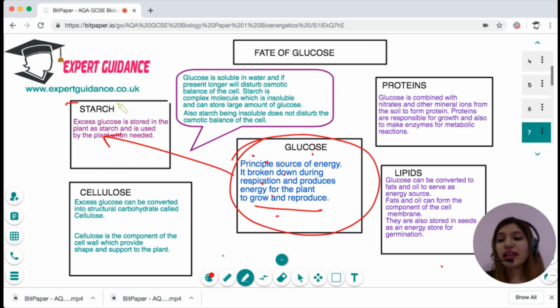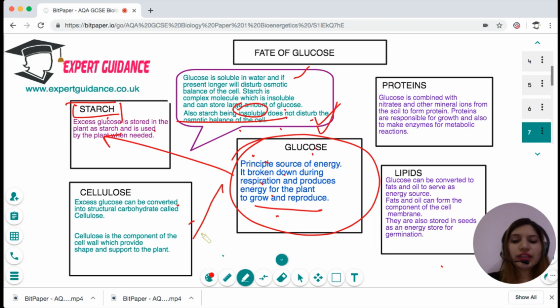Now they'll ask you why we store the excess glucose as starch. Why do we not just store it as glucose? The problem is that glucose is soluble in water, and as it's soluble in water, it can disturb the osmotic balance and can cause unnecessary osmosis of water. On the other hand, starch is an insoluble, complex molecule. It's a bigger molecule. It can store a large amount of glucose, being compact, and the basic importance of that is that it is insoluble. So as it is insoluble, you need to say it does not disturb the osmotic balance of the cell.